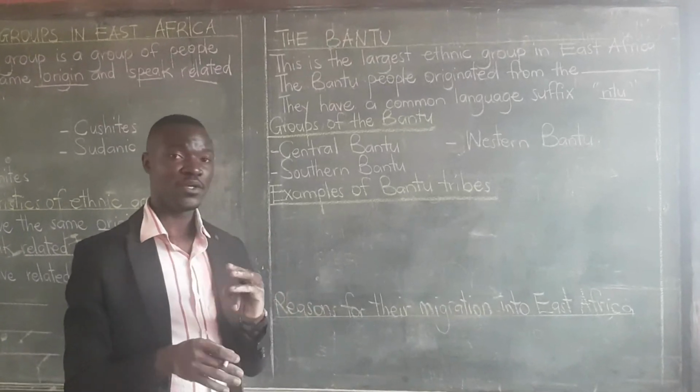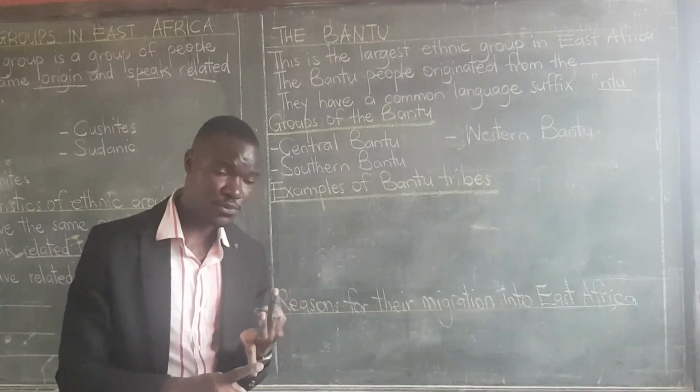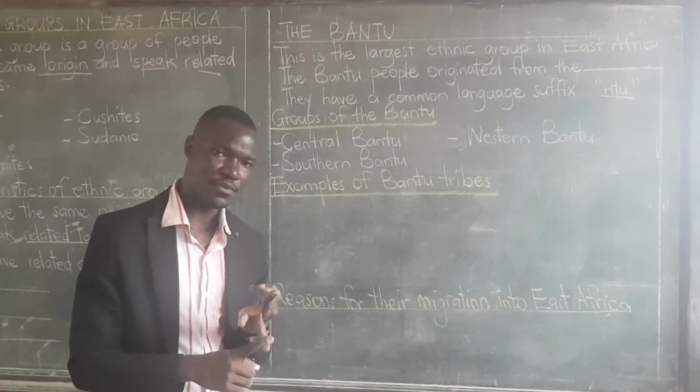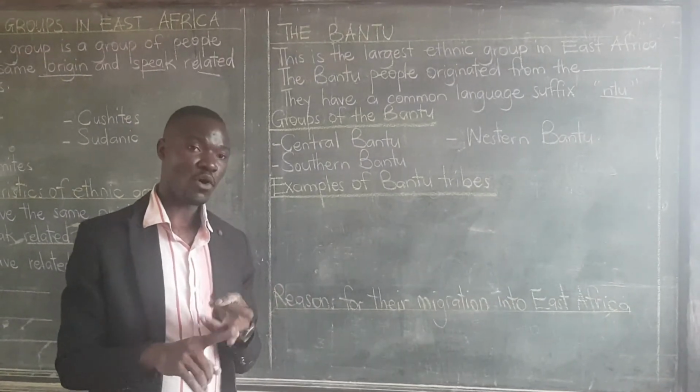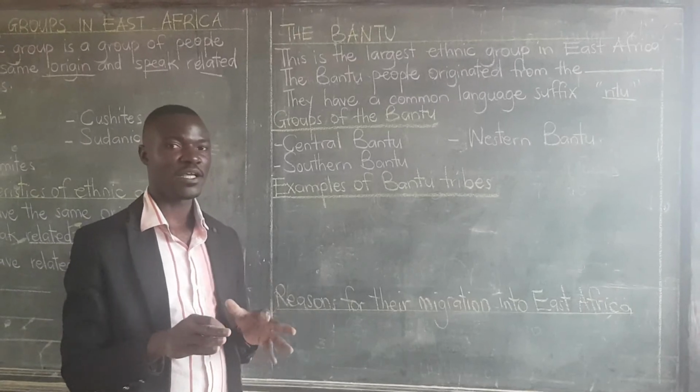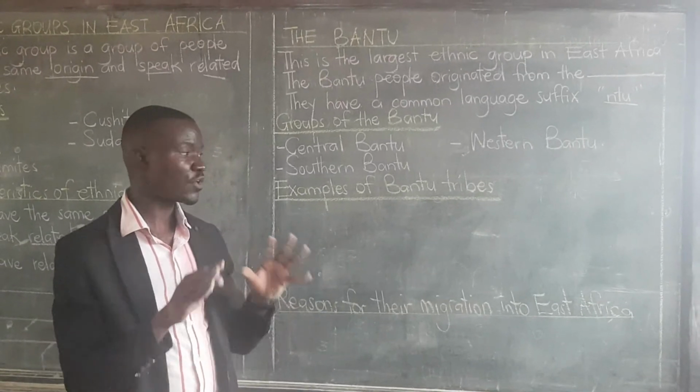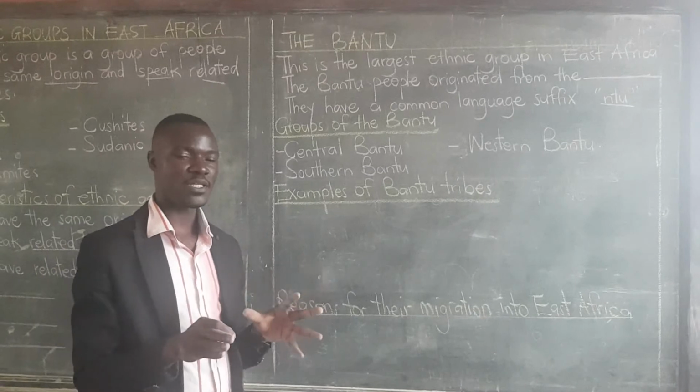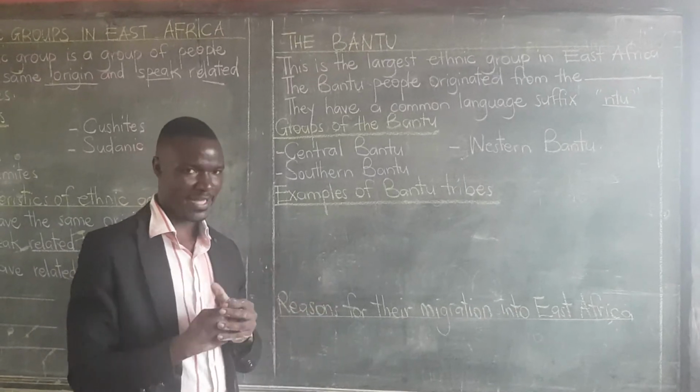There are majorly three groups: the Western Bantu, the Central Bantu, and the Southern Bantu. All those groups entered East Africa at different intervals, but we are going to look at their tribes slowly as we go ahead.